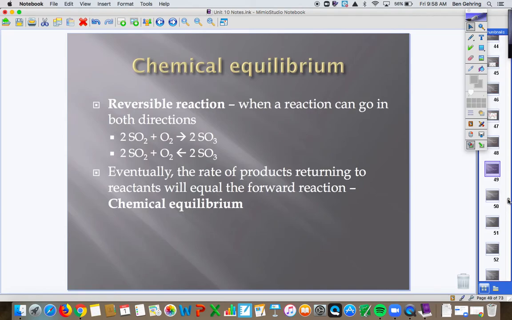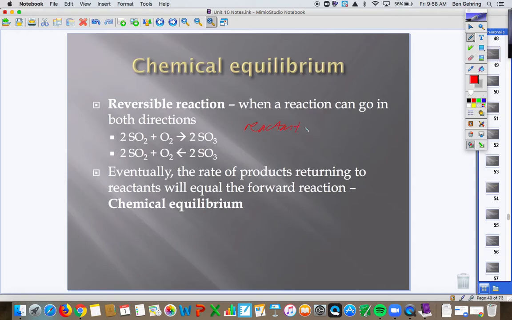All right, and we're going to look at chemical equilibrium today. So chemical equilibrium. Everything we've done thus far has always been that we have reactants go to products.